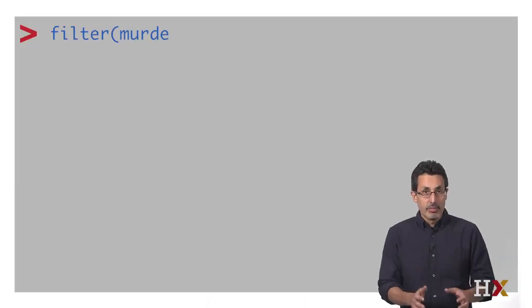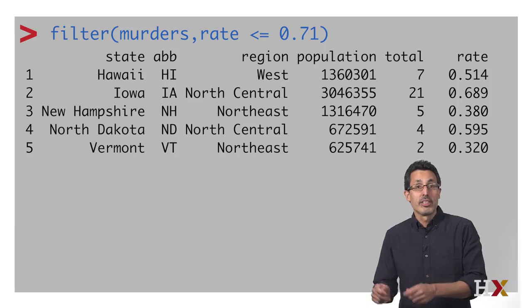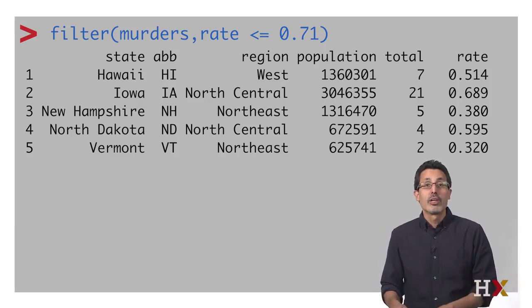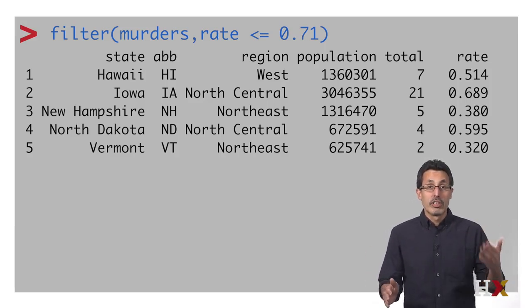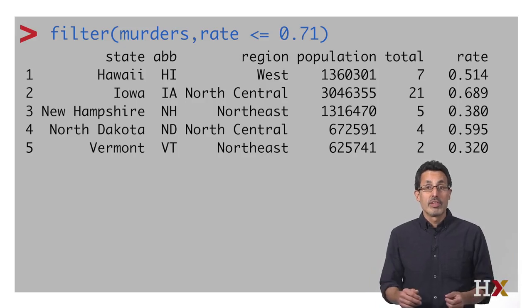Suppose that we want to filter the data table to only show the entries for which the murder rate is lower than 0.71. To do this, we use the filter function, which takes the data table as the first argument and the conditional statement as the next. Like in the mutate function, we can use the data table variable names inside the function and we'll know that we mean the columns and not objects in the workspace. So we would type filter, then the data table murders, comma, and the second argument is the conditional, rate less than or equal to 0.71. When we type this, we get the five states for which the conditional is true. We get the entire table for these five states.